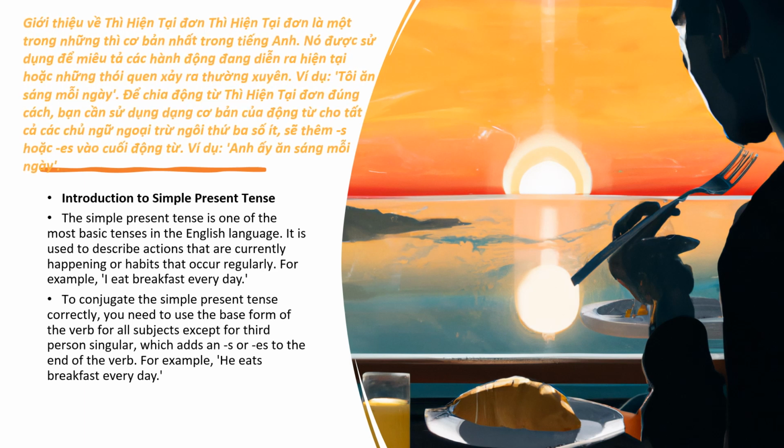To conjugate the simple present tense correctly, the base form of the verb is used for all subjects except for third-person singular. In this case, the verb requires the addition of an s or es at the end to agree with the subject. This is an important rule to remember when using the simple present tense, as it helps to ensure proper subject-verb agreement. For example, I eat breakfast every day, but he eats breakfast every day.